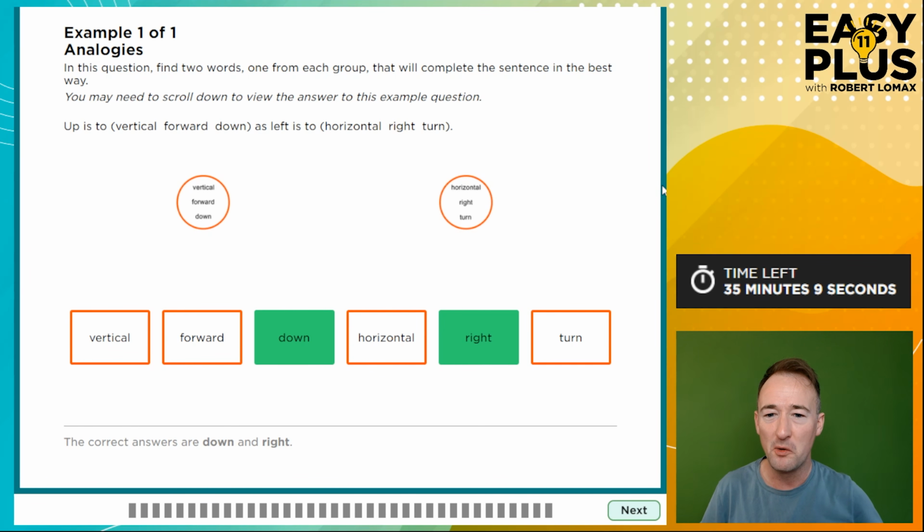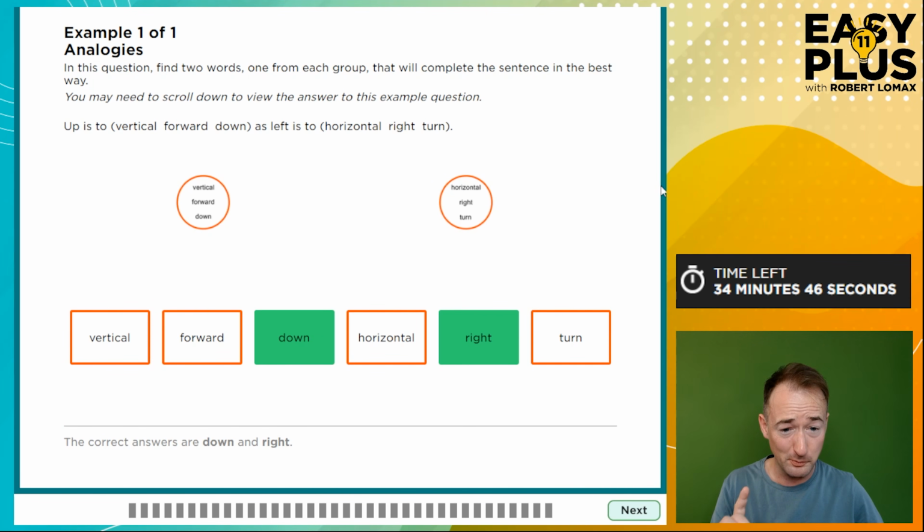Goodness me, both of those options are here. So I think, with due deference to Pretest Plus, that this is a badly drawn question, because I could see up being to vertical as left is to horizontal, and I could also see up being to down as left is to right. And in fact, they want us to choose down and right. So there's a bit of a problem with this question, but thankfully it's only the example.